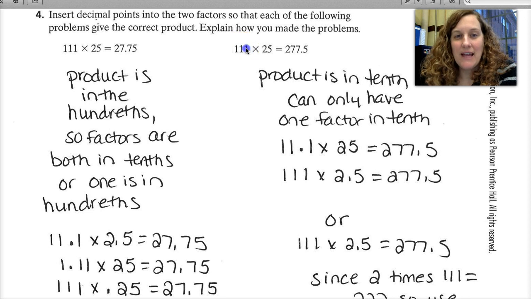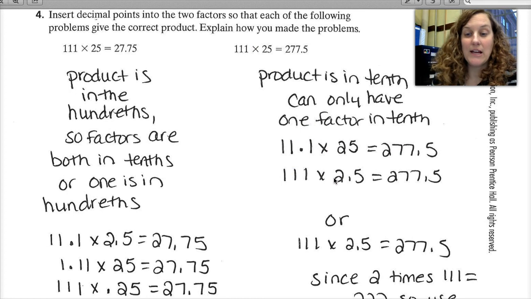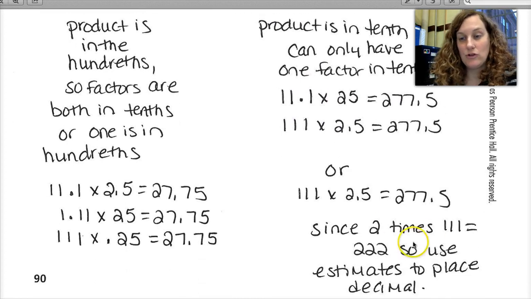Moving on to the second half of 4, 111 times 25 is 277 and 5/10. Here our answer is in the 5/10, or it's in the tenths, so we only have 1 value. So pretty much here all you can do is either add a decimal to the 111 or a decimal to the 25. So you can either get 11 and 1/10 times 25 or 111 times 2.5. Or again, you could have just estimated that since 2 times 111 would be 222, so you could put the decimal place there, either way.